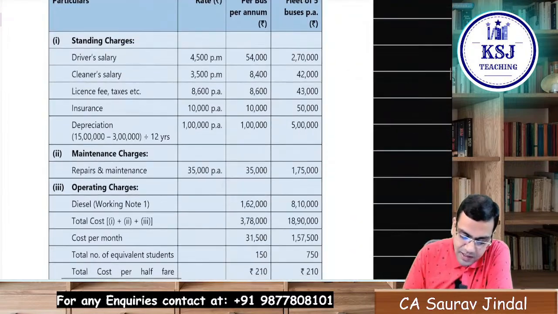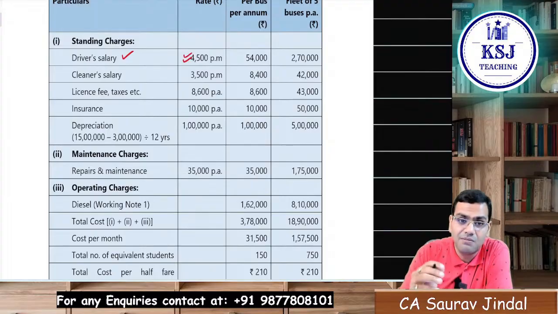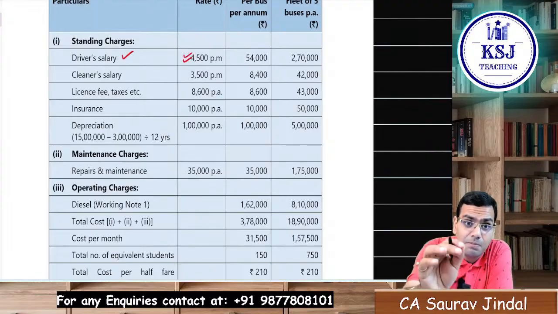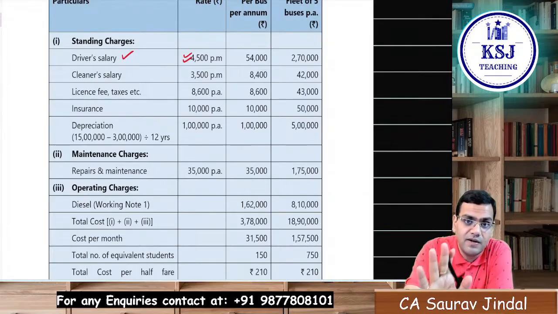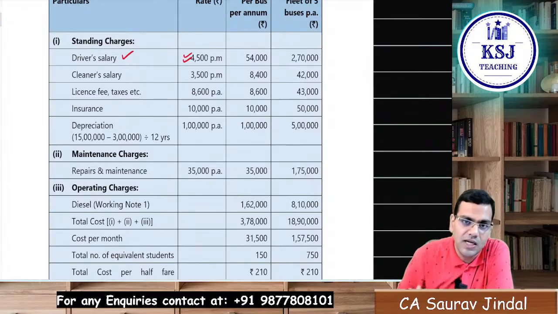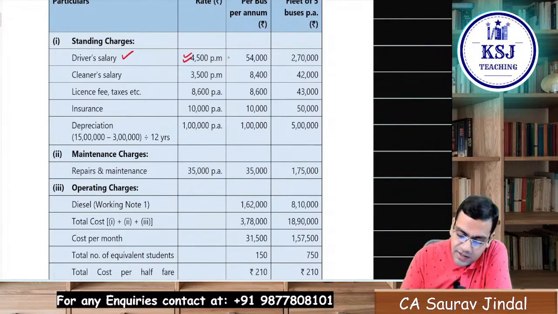So what will be the expenses? Driver salary will be there. It is 4,500 per month per driver. Per driver means per bus, right? One driver will be driving one bus only, sir, right? So it will be 4,500 into 12.